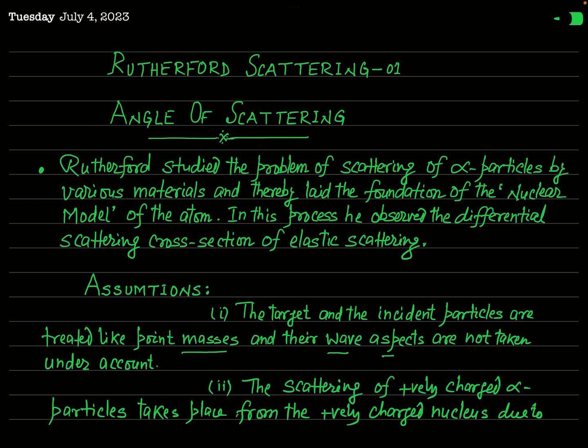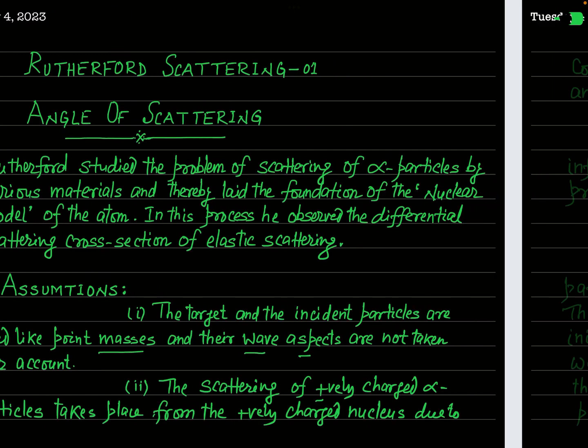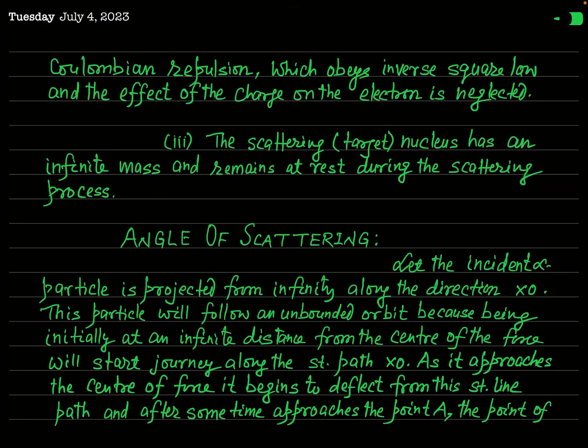Now, in the second assumption, it is assumed that the positively charged alpha particle interacts with the positively charged nucleus. As both are positively charged, there will be a Coulombian repulsion between them, which obeys the inverse square law, because you know that the Coulombian force F is inversely proportional to r squared, where r is the separation between the interacting particles. So in this scattering, the positively charged alpha particle gets repelled by the positively charged nucleus, and the force of repulsion is electrostatic, that is Coulombian, obeying the inverse square law.